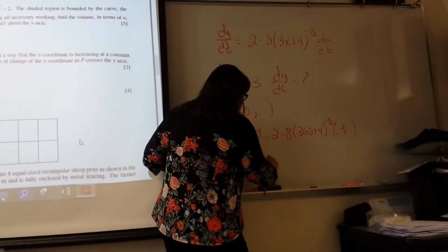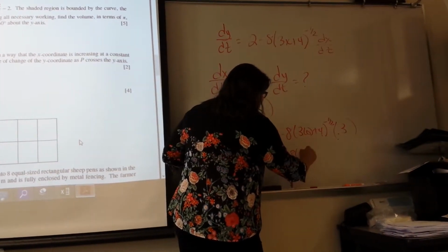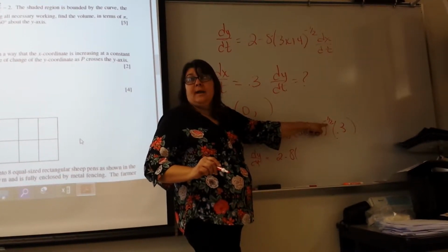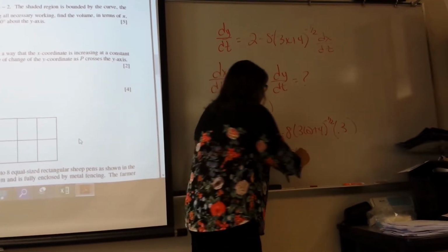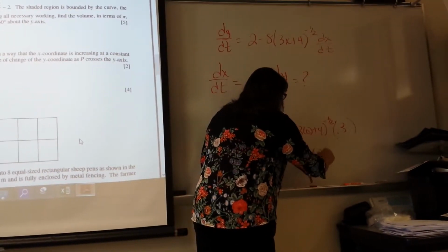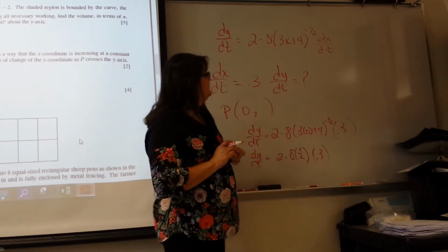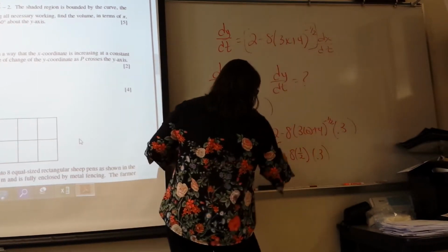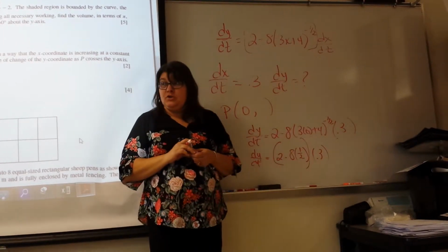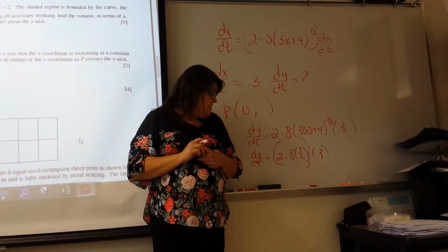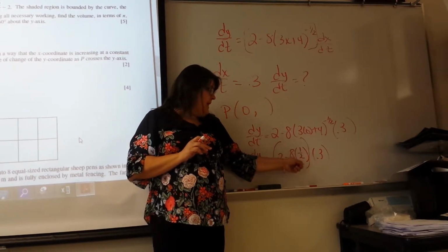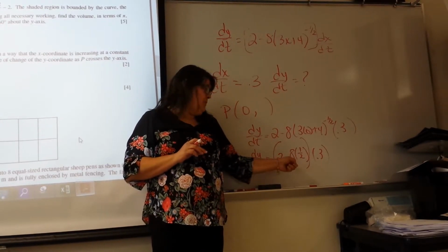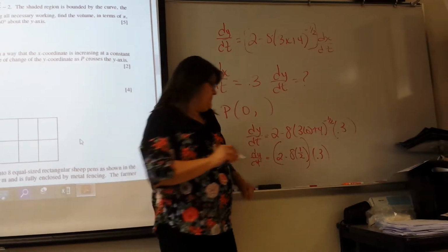dy over dt equals 2 minus 8 times 4 to the negative 1/2. So 1 over 4 to the 1/2, right? So it's 8 times 1/2. And 0.3 actually multiplies the whole thing, so I really should put parentheses around that and do that first. So 8 times 1/2 is 4. 2 minus 4 is negative 2. Negative 2 times 0.3 is negative 0.6.